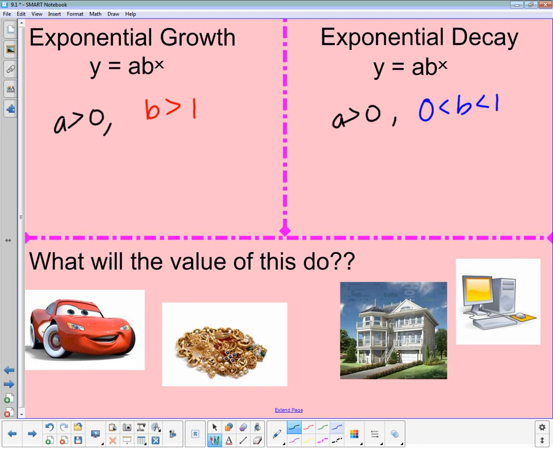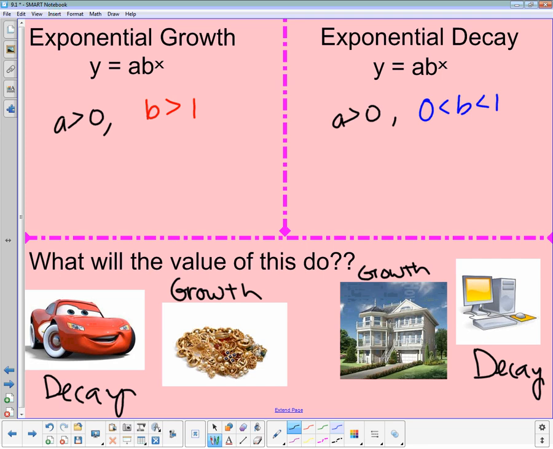So let's just look at these little examples we have down here. What will the value of this do? Car is definitely a decaying function. Gold is typically a growth function. The value of gold is typically something that grows. Houses are typically growth as well. Now, in our most recent economy, houses went down for a little bit, but that's just a small blip on the radar if you think of things over a large period of time. Computers definitely decay. Computers are like cars. The second you walk out of the store, there's another new one in the store. So that value is definitely going to go down.